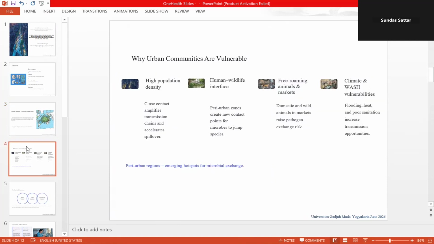Why are urban communities vulnerable? Urban communities are highly vulnerable due to several interconnected factors. High population density increases transmission speed. Human wildlife interfaces in urban areas increase the risk of cross-species pathogen spillover. Free roaming animals and wet markets further increase exposure risk. In addition, climate-related challenges and poor sanitation systems also contribute to disease spread.